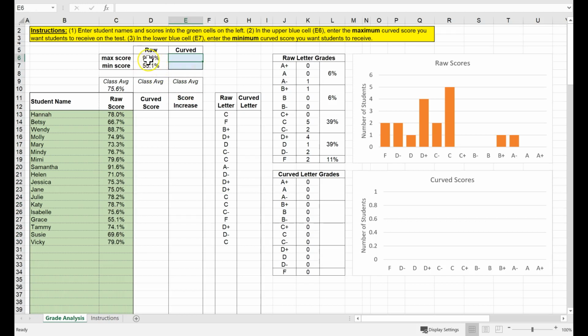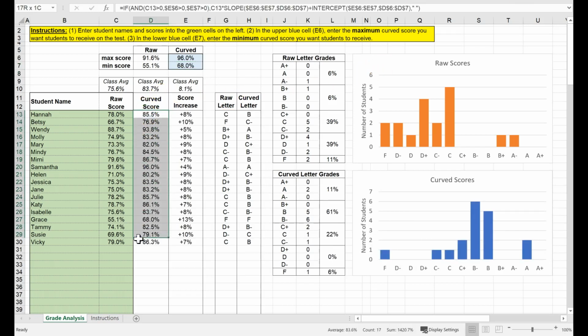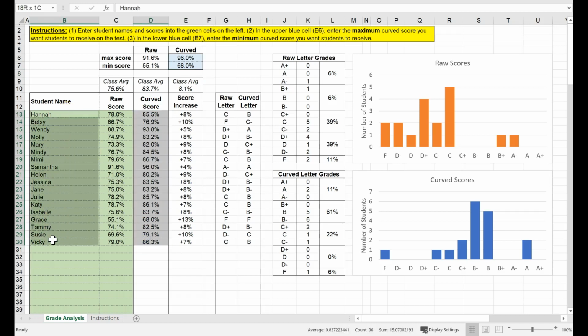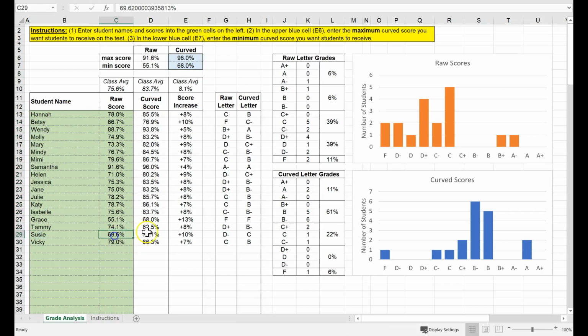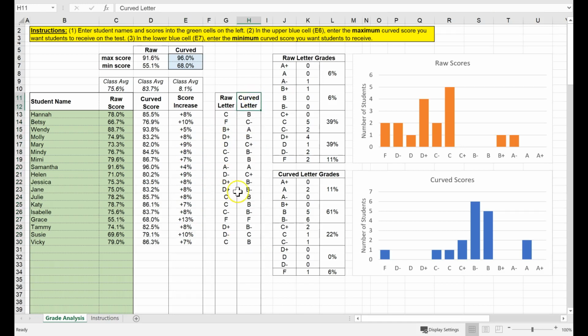So maybe I want my highest score to go from a 92 to a 96. And perhaps I want my lowest student score to go from a 55 up to a 68. And now I can see the curved scores that each student has earned, right? Susie went from a 70 up to a 79, and I see that's a 10% increase. I also have the new letter grades that students earned based on the curve, and the data from above, the tallying data, is also shown for the curved scores. So I have graphs for both.